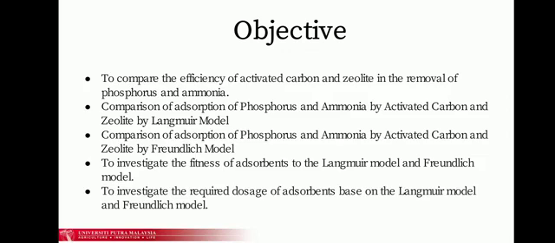The objectives of this project are, first, to compare the efficiency of activated carbon and zeolite in removal of phosphorus and ammonia; second, to compare the adsorption of phosphorus and ammonia by activated carbon and zeolite using the Langmuir model and also the Freundlich model; third, to investigate the fitness of the adsorbents for both models; and last but not least, to investigate the required dosage of adsorbent.